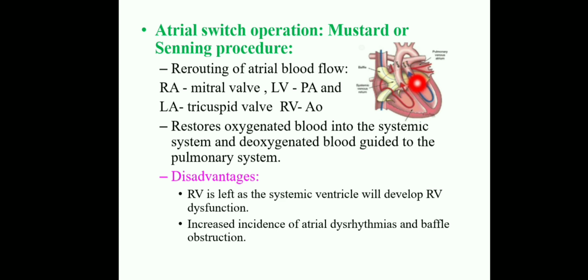Okay, this surgical intervention is called atrial switch operation, that is Mustard or Senning procedure. Okay, this procedure has some disadvantages, that is the right ventricle is on the left side as the systemic ventricle with developed right ventricle dysfunction, and increased incidence of atrial dysrhythmias and baffle obstruction. Okay, these are the disadvantages for this surgical intervention, Mustard or Senning procedure. Okay, all of it clear?